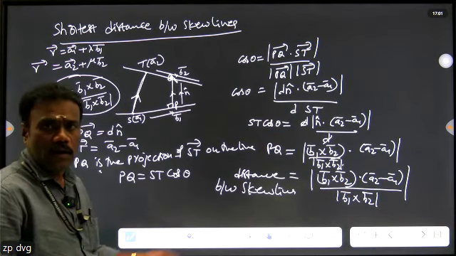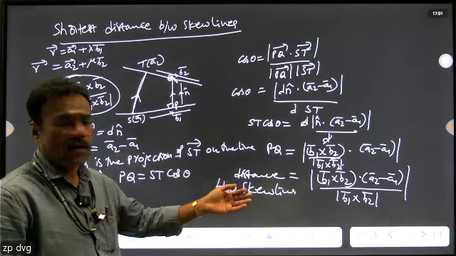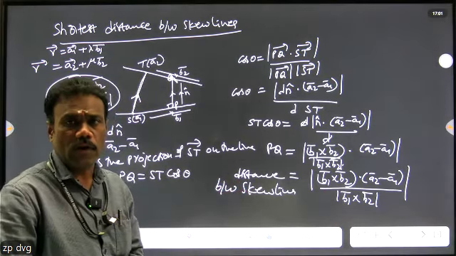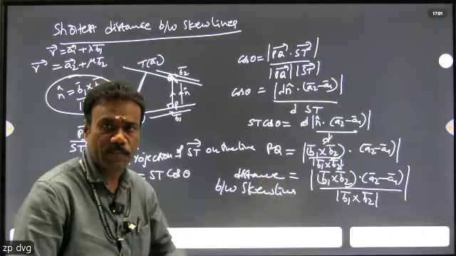Similarly, in Cartesian form, when lines are given, we can find the distance between skew lines also by using this formula.